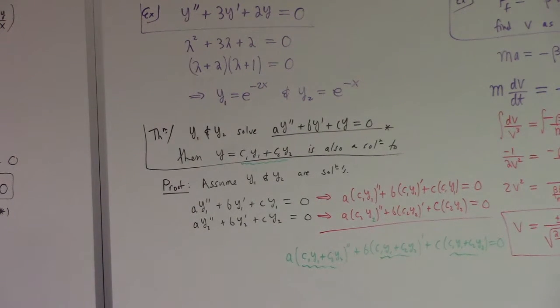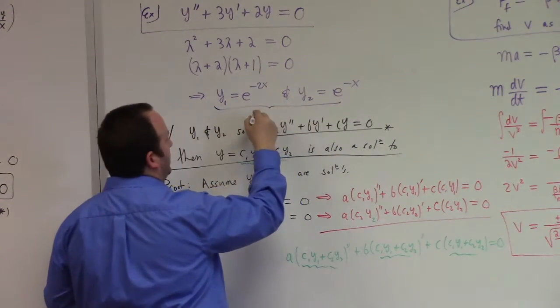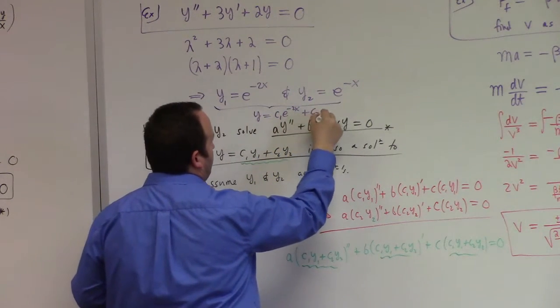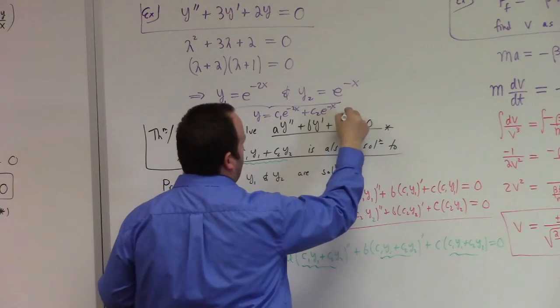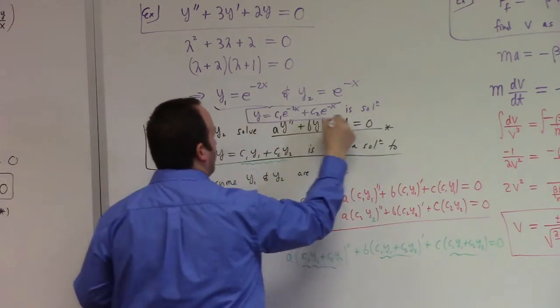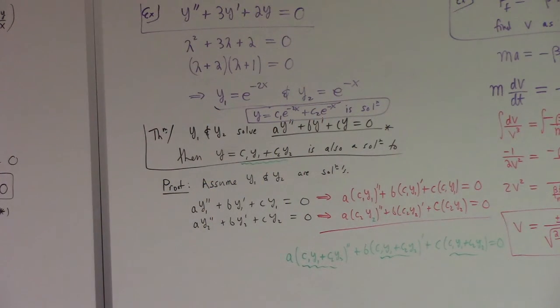All right. Sorry, this is a lot of writing, but not too much thinking, this theorem. So we can use this theorem in my example above. What do we get then? By the theorem, we have y equal to c1 e to the minus 2x plus c2 e to the minus x is a solution. In fact, that's the general solution to that differential equation.